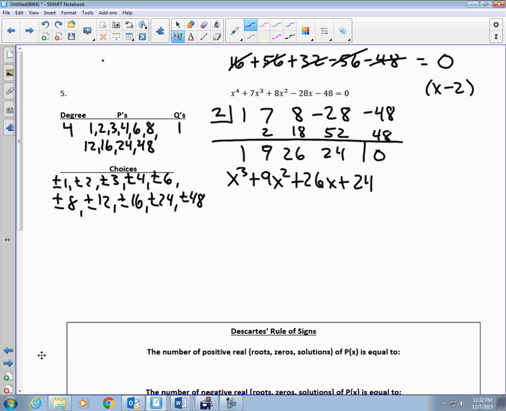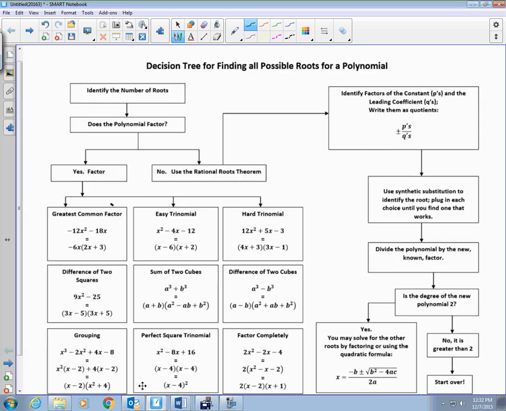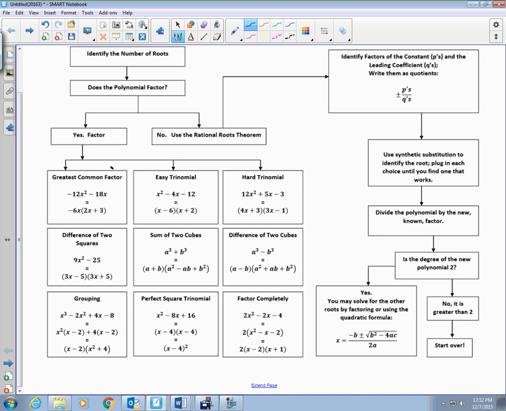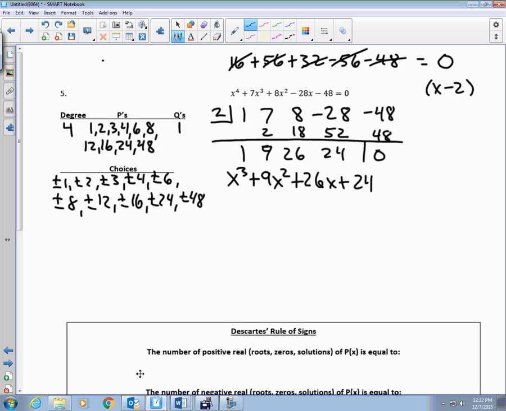So just like I showed you on the previous page, the graphic organizer, the decision tree, we get all the way to the bottom here and it says, is the degree of the new polynomial 2? No, it's 3. So then we have to start over. Does it factor? No. So we start with our P's and Q's again. Now, as you use your P's and Q's, I promise that you don't have any more choices than what's listed here, and you'll be able to get rid of some of them.